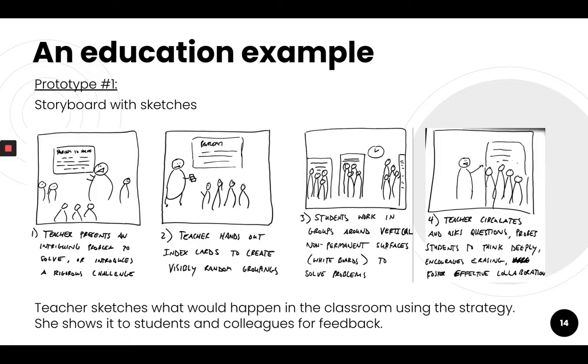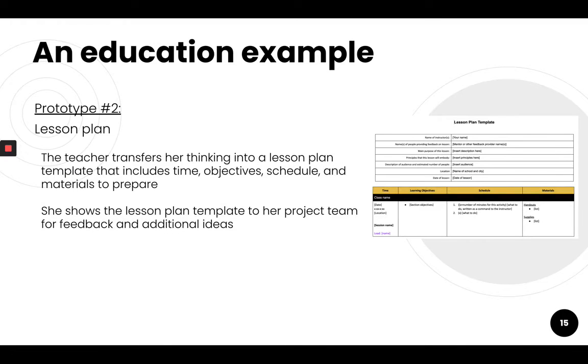In the fourth frame, the teacher is circulating and asking questions, probing students to think deeply and encouraging erasing and fostering effective collaboration. In this prototype, the teacher sketches what would happen in the classroom using the strategy, and she shows it to students and colleagues for feedback. In the next prototype, the teacher transfers that thinking into a lesson plan template that includes time, objectives, schedule, and materials to prepare, and then she shows that lesson plan to her project team for feedback and additional ideas.